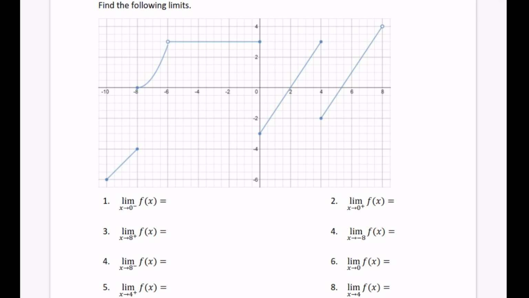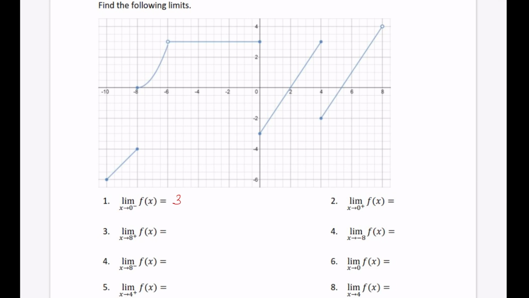So we locate 0, and this is the left side of 0. So we locate what graph is on the left side of 0. And as we approach 0 from the left, the value we have here is 3. So this tells us that this is 3.